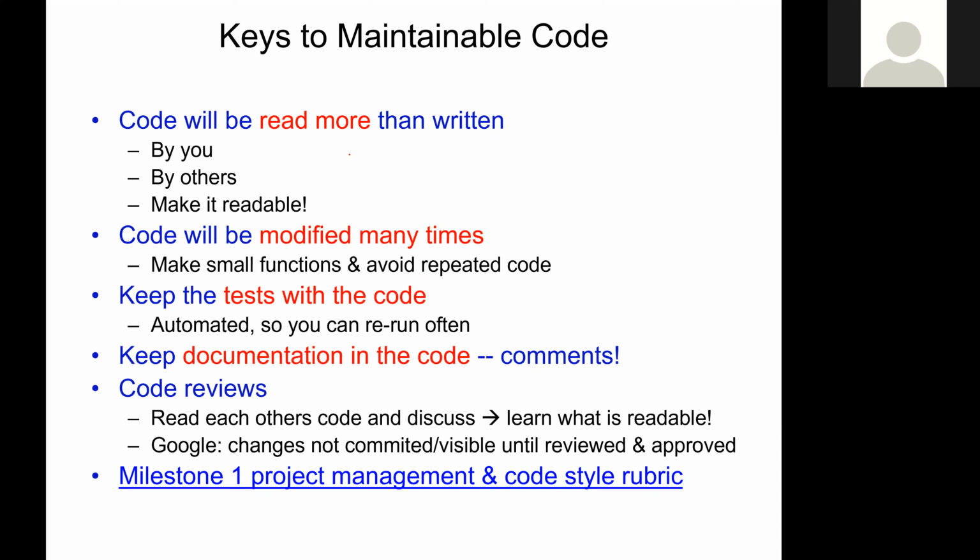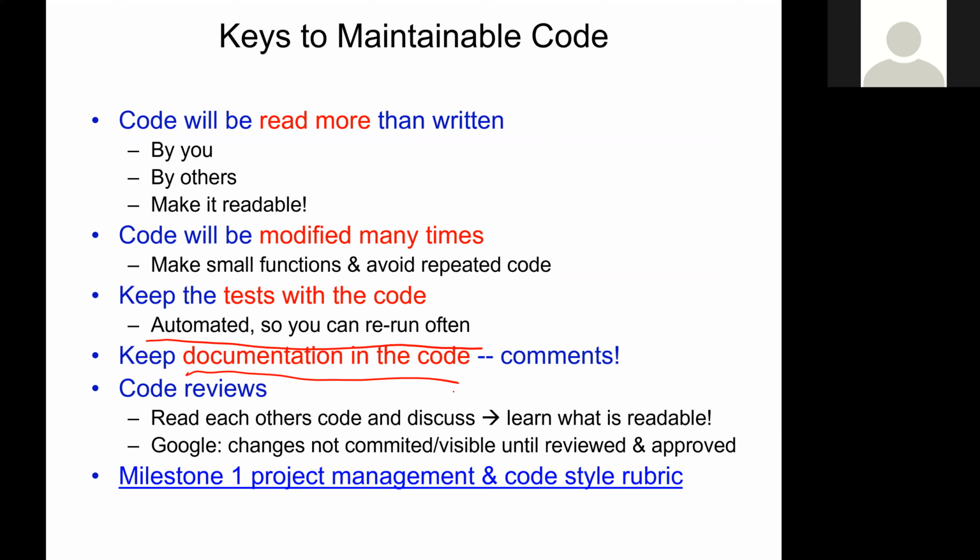Similarly, it's going to be modified a lot. Code tends to be a living thing. So make small functions, avoid repeated code, because that makes it easier to modify your program. Keep the tests with the code. Now, we talked about that earlier. That wasn't in the style guide, but we want unit tests that go along with the code. We want the documentation to be in the code. So comment the code, because that's the documentation that's going to survive.